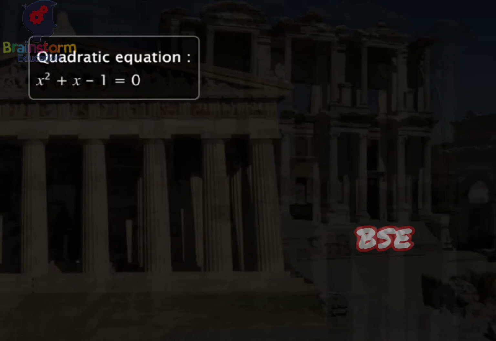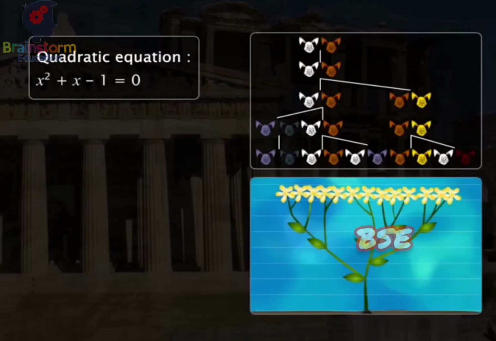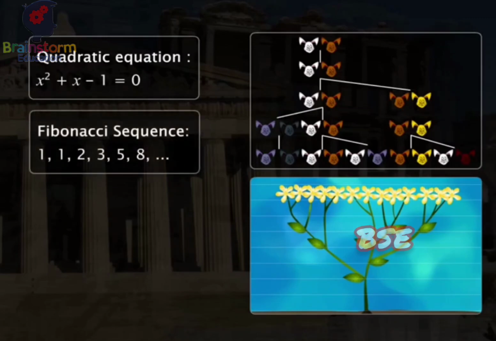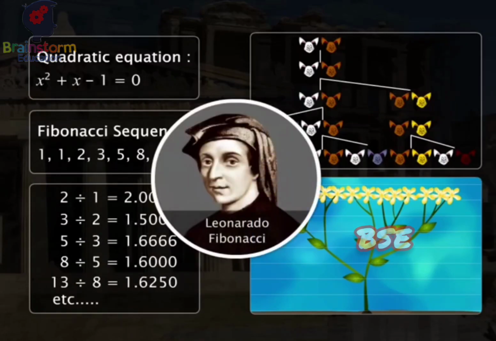Well, the quadratic equation x squared plus x minus 1 equal to 0 is used to study the population of rabbits and the patterns in which the seeds of sunflowers and leaves on stems of plants are arranged. These patterns are linked to the golden ratio through the famous Fibonacci sequence. This sequence is a numerical series generated by adding the previous two terms, starting 0 and 1. The ratio of any two terms of the sequence approximates to the golden number. Fibonacci sequence was named after its discoverer, Leonardo Fibonacci.